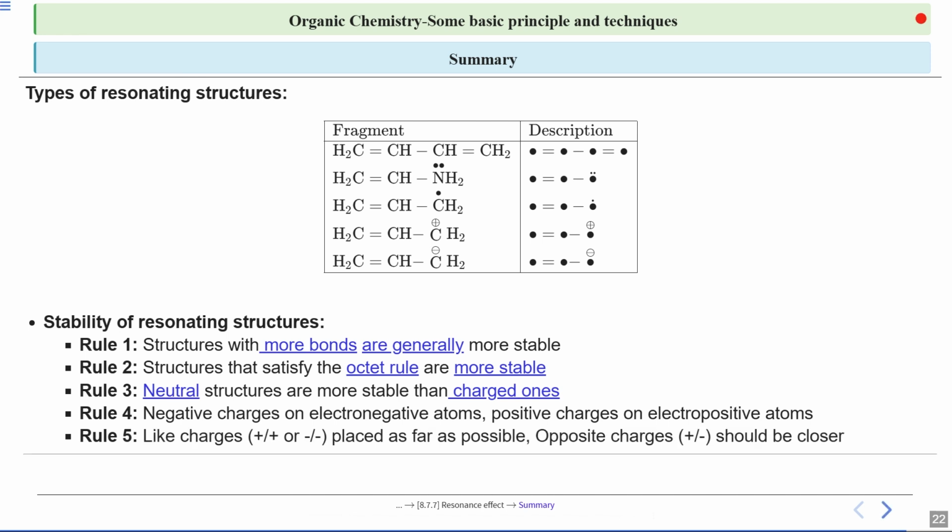The last one, if you have both positive and negative charges, then the opposite charges should be present closer to each other, whereas the same charges should be present as far from each other.